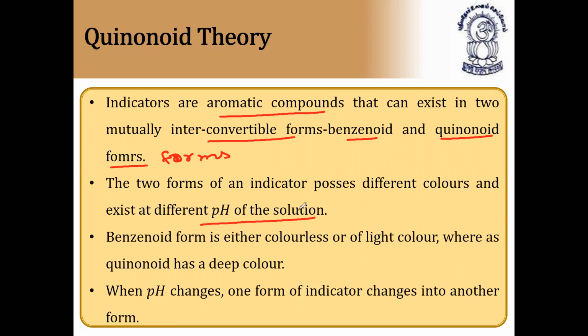So we have two types of indicators. One is Ostwald's indicators. Next is quinonoid indicators. Quinonoid indicators are aromatic compounds that can exist in two mutually interconvertible forms, benzenoid and quinonoid. The benzenoid form is either colorless or of light color, whereas the quinonoid has a deep color. When the pH changes, one form of the indicator changes into the other form. So this is called quinonoid theory. Listen carefully. Wherever important, I'll tell you.